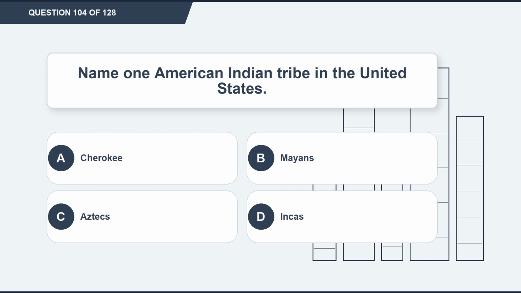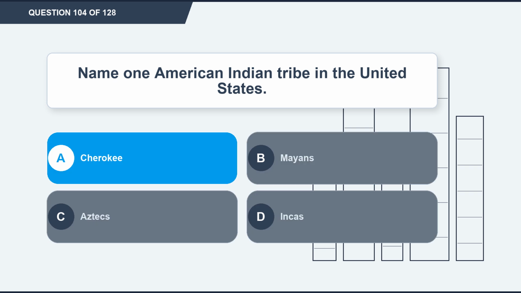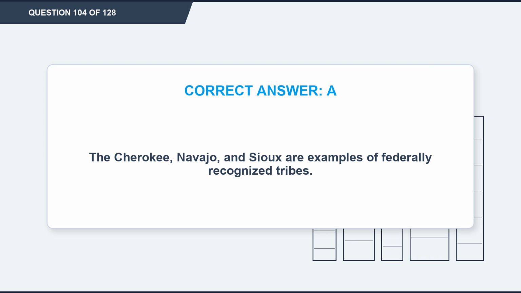Question 104. Name one American Indian tribe in the United States. Option A, Cherokee. Option B, Mayans. Option C, Aztecs. Option D, Incas. The correct answer is option A, Cherokee. Explanation. The Cherokee, Navajo, and Sioux are examples of federally recognized tribes.